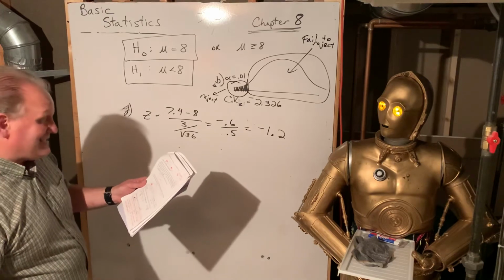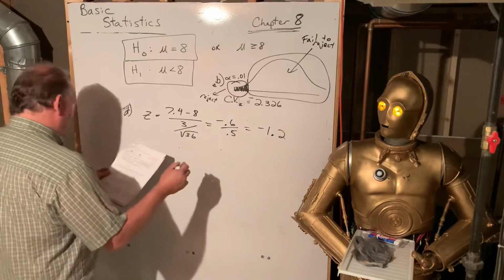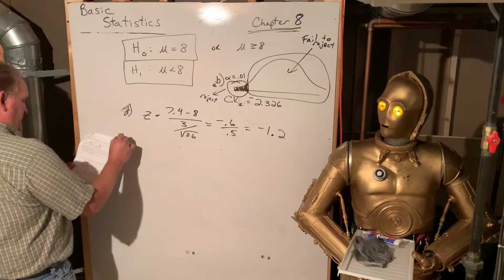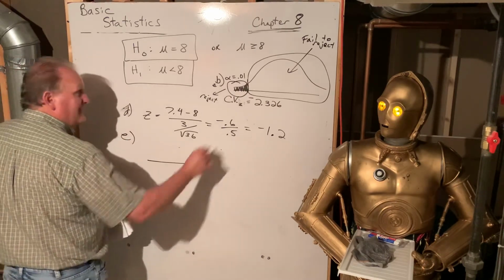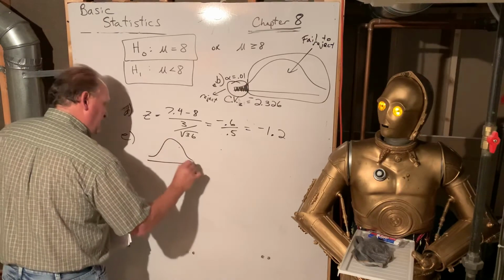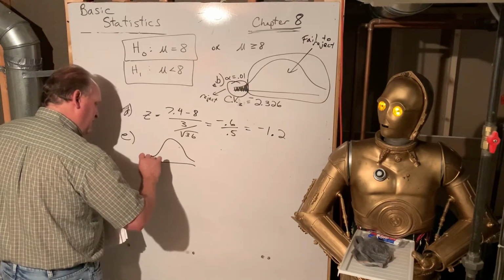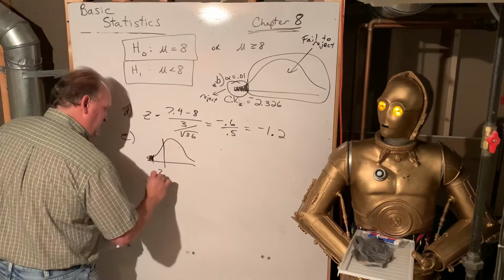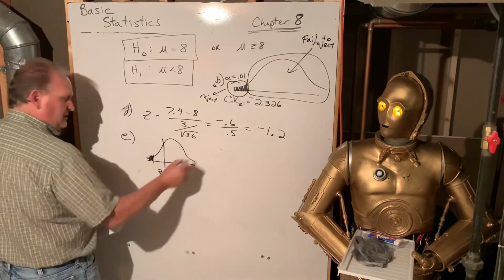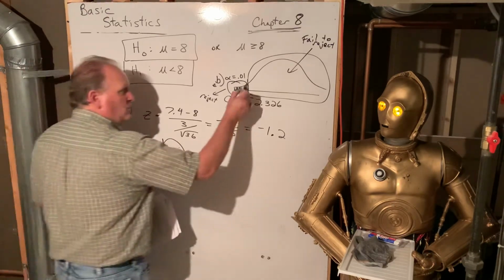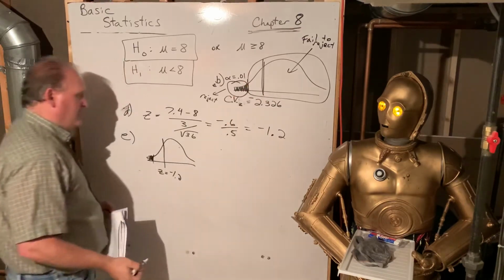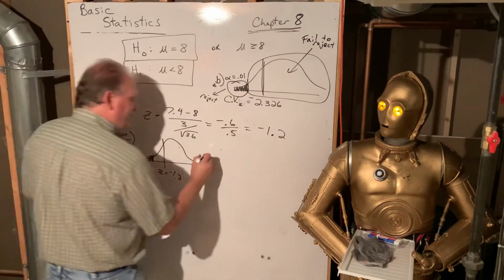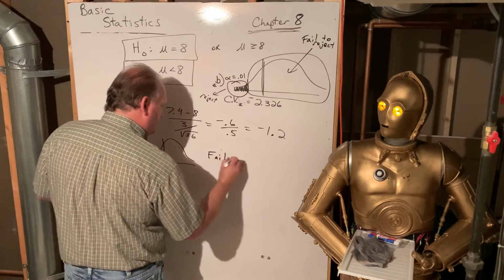Which is not statistically significant. That's letter E, determine whether it lies in the critical region. It does not. If I replicate that drawing, here's our shaded area, and then there's our z-score. Our z-score is negative 1.2. It is outside. It's right here, not inside the shaded area. So that means we failed to reject the null.